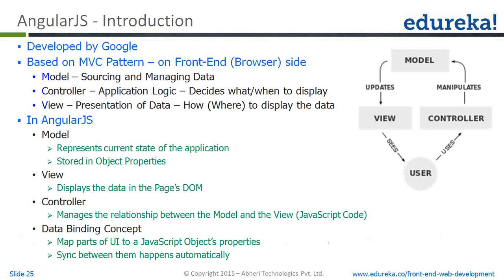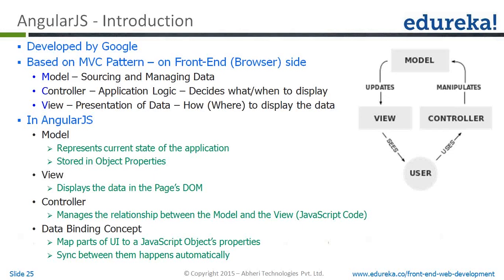Note that until AngularJS came, the model view controller pattern, MVC pattern, was available only on the backend side, like in PHP or even Python. But unfortunately, the same MVC pattern could not be applied for front-end web development until AngularJS came. So in AngularJS, you basically have the model, as object properties, and you have the view which you can display in the page DOM.